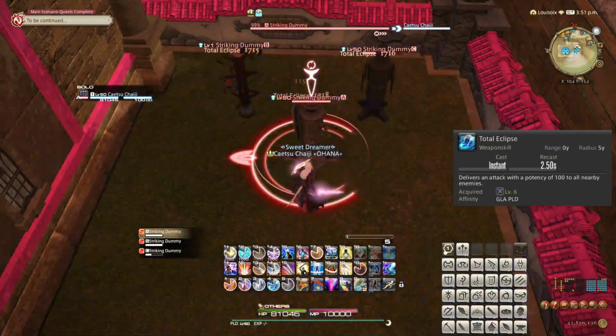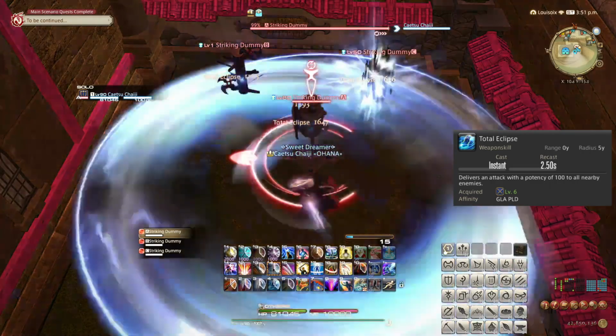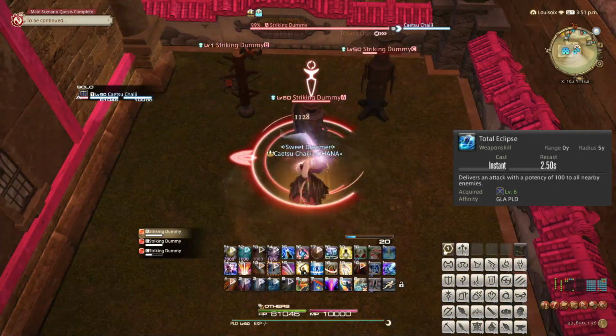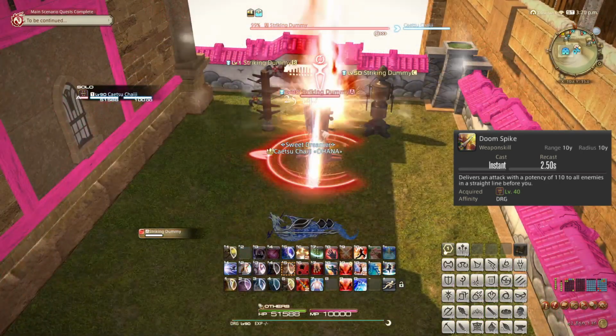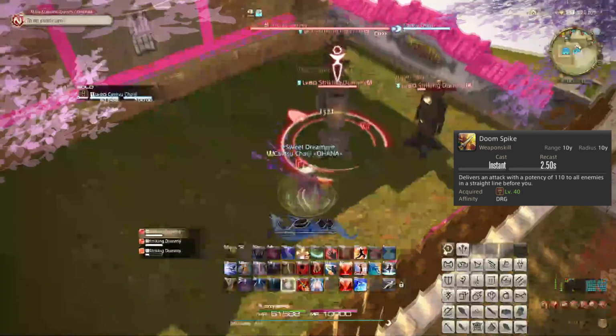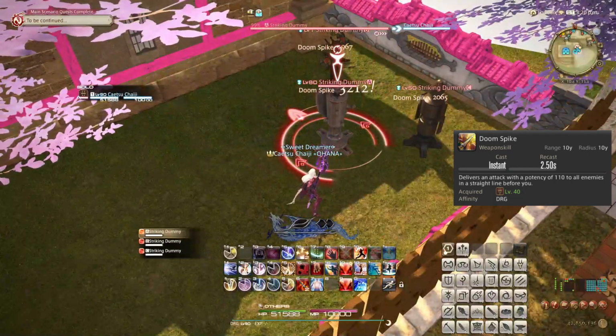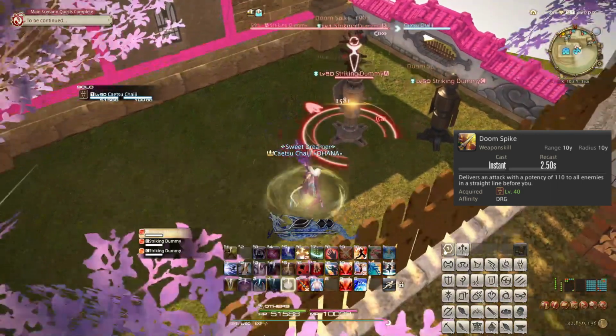If an area attack has no range, then it is implied that it is centered on yourself, like with most tank area of effect attacks. Doom Spike, on the other hand, denotes that it hits all enemies in a straight line before you. This means that the radius value will always be equal to the range, and that the width is not actually stated anywhere in the tooltip.